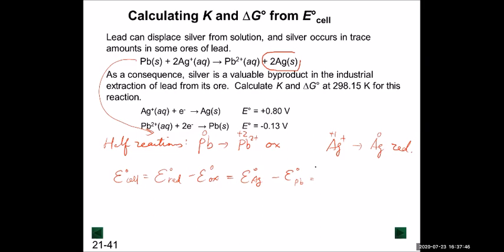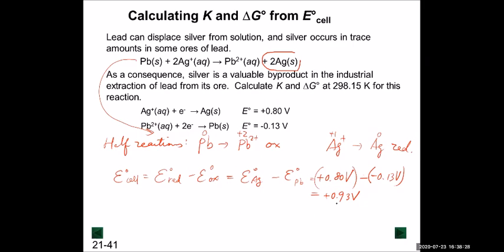The silver is positive 0.80 volts, and minus lead. The lead reduction potential is -0.13. So it's a simple calculation, simple math. You can see this reaction has a positive standard cell potential, which means the reaction is spontaneous. And that's why we can use lead to reduce silver ion into silver metal.